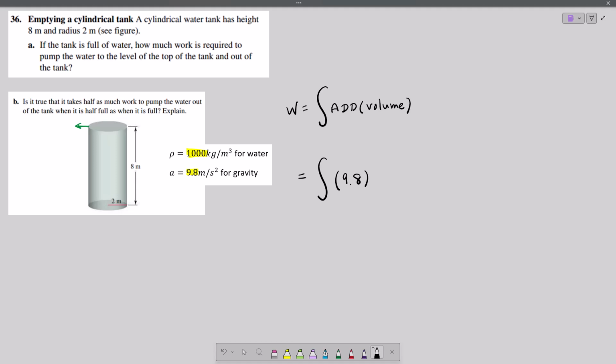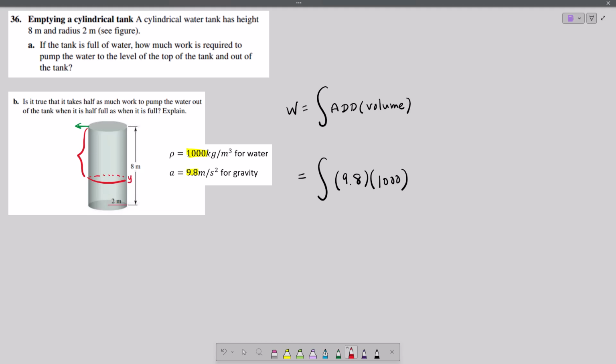Density, and then distance. So acceleration, density, distance. Acceleration, 9.8. Density, oh, water, 1,000. Distance, okay, what do we mean by distance? We come over here, we look at a cross section, and we're pumping out the top. So this is the distance that it is going to travel.